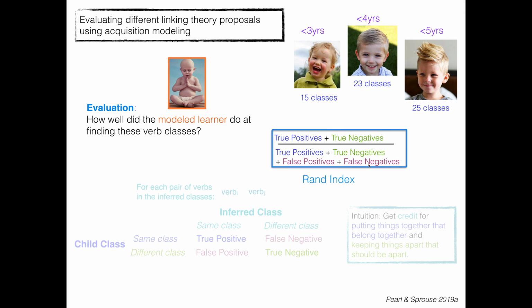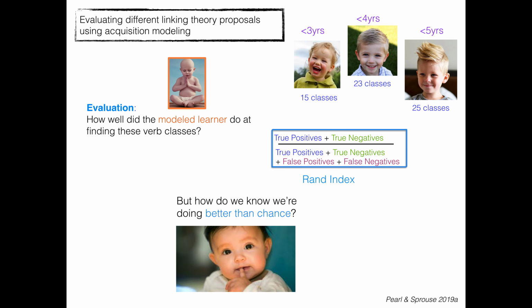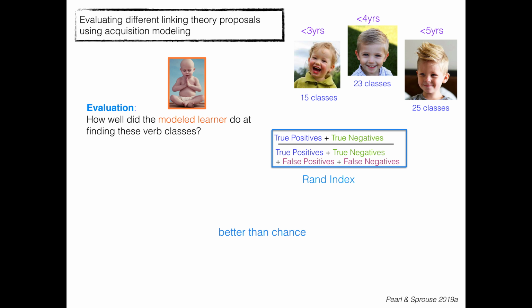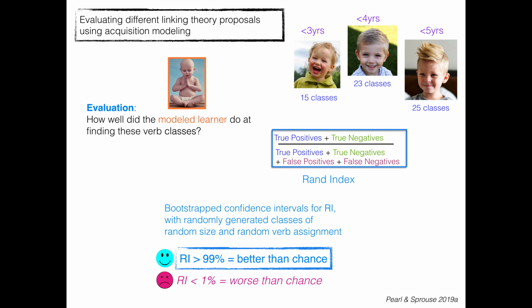And then you might reasonably wonder, okay, so we get this lovely answer between 0 and 1. How do we know we're actually doing better than chance, right? Like, how can you tell? So one way to determine this is to use bootstrapped confidence intervals for the RAND index, where you have randomly generated classes of random size and random verb assignment. And if the classes our modeled learner came up with are better than 99% of these, we're going to say that our modeled learner did better than chance. And if it did worse than the bottom 1%, it did worse than chance. We're going to focus on the ones that did better than chance.